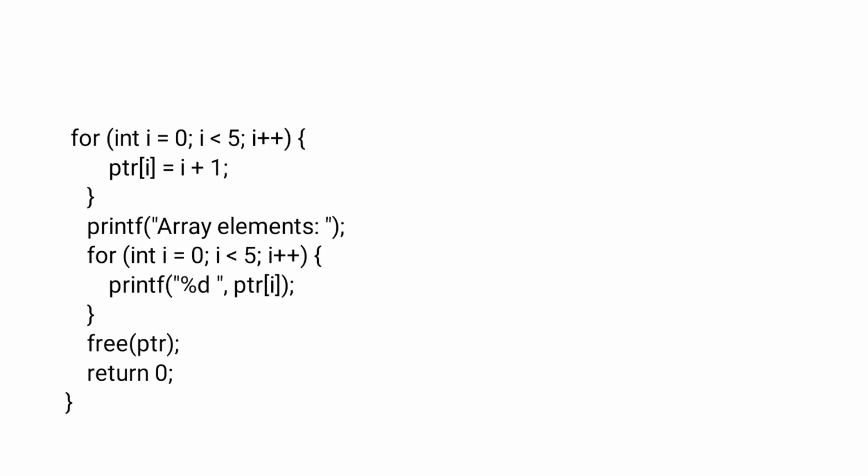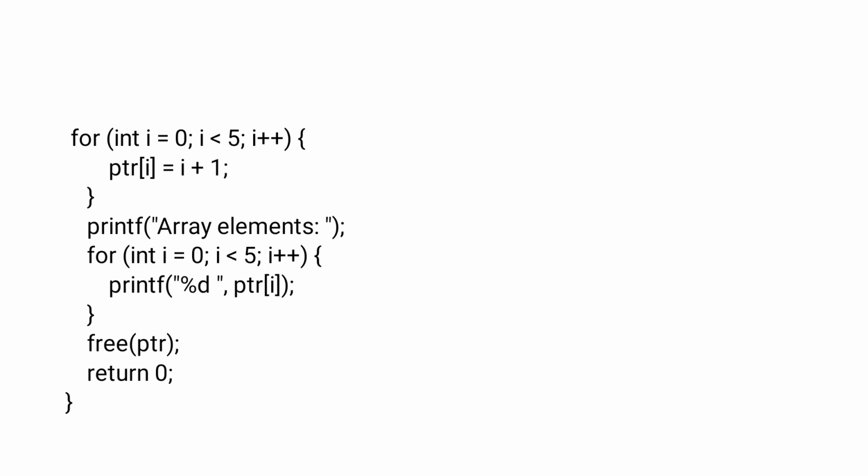In this next line I am storing the value for each location. For that I am using a for loop. So for int i equal to 0, there are 5 elements, so I am starting with 0, i less than 5. That means this for loop will be iterated 5 times: 0, 1, 2, 3, 4. When i equal to 5, the condition will fail, and i plus plus. This is my for loop.